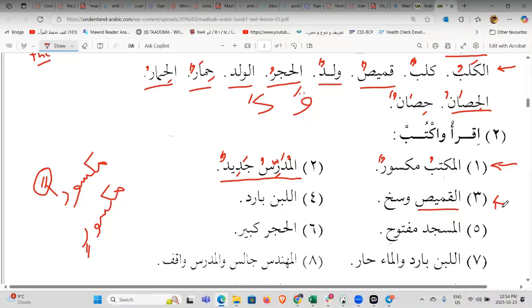Al-qamisu wasikhun. Very good. What does it mean? The shirt is dirty. Very good. Next one. Al-labanu baridun. The milk is cold. Very good. Al-labanu baridun.